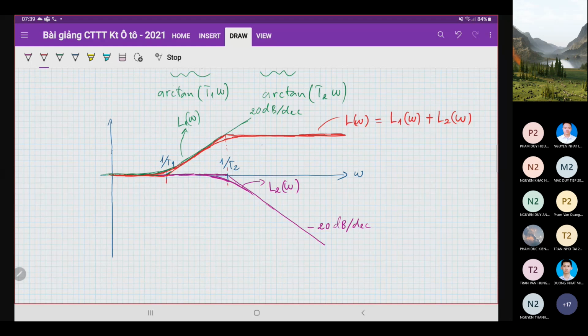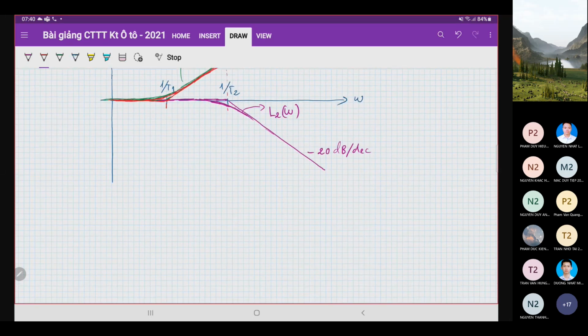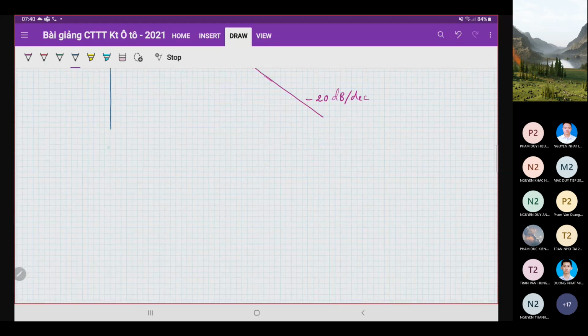And then at the higher frequency, the factor between the output magnitude and input magnitude is constant again, but of course it's not 1 like this. And now we draw the phase diagram for this system. It's very interesting here.